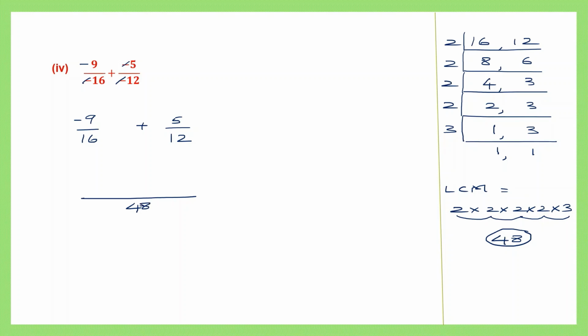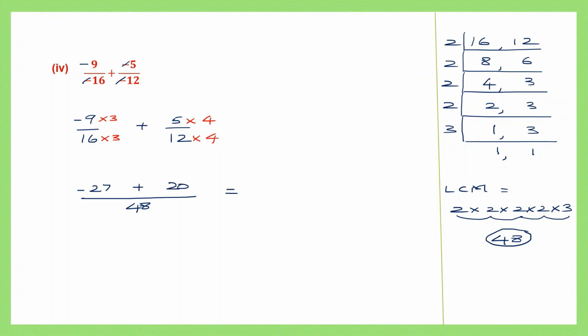Look at the first rational number. The denominator is 16. 16 into 3 is 48. So multiply minus 9 also into 3. Minus 9 into 3 is minus 27. Plus, let's go to the second rational number. Denominator is 12. 12 into 4 is 48. So multiply 5 also by 4. 5 4s are 20.